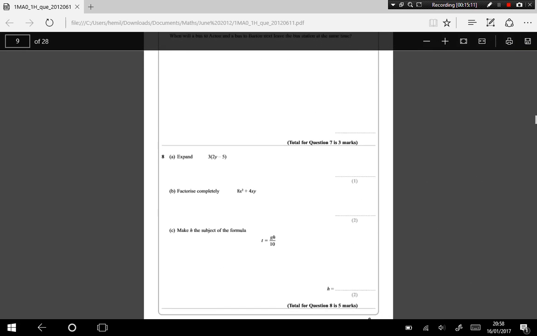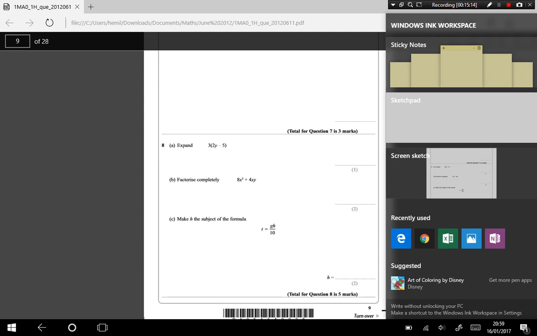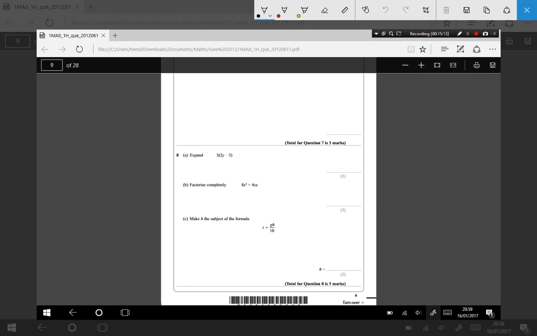Now let's do the next bit, expanding. Now these are the most simple questions and generally worth the least. So don't waste time on it if you can't do it, but it's generally easy. So let's do 3 times 2, which is 6, and the y that remains, minus 5 times 3, which is 15. So 6y minus 15.